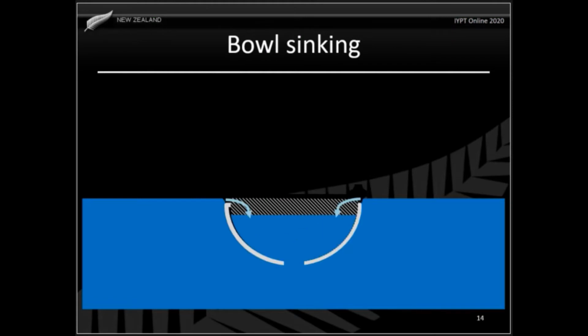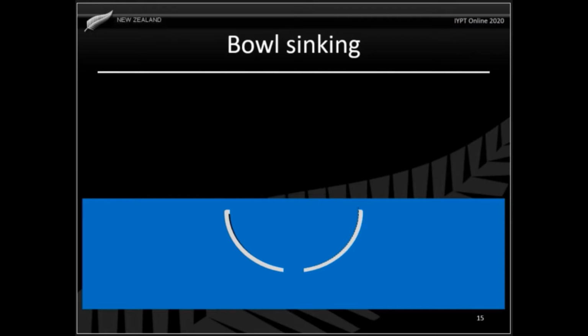When the bowl has filled with enough water that the volume of displaced water is under the level of the water, including the meniscus between the edge of the bowl and the water, water from outside the bowl can flow into the bowl, which sinks the bowl.